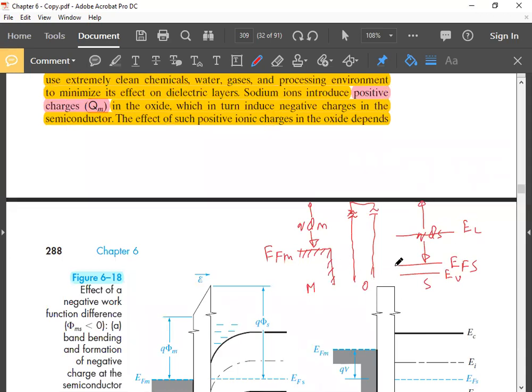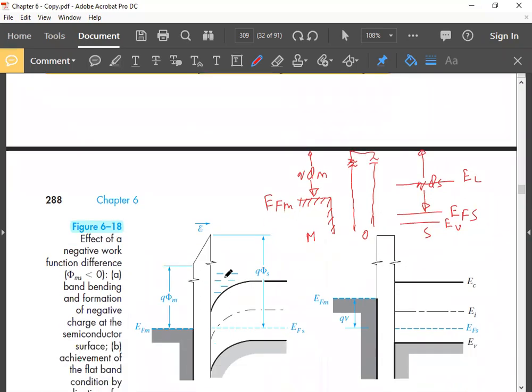So when you join these three structures, EFS and EFM will align. When they align, that means these energies have to go up. So there will be a tilt in the oxide conduction band like this, and you will get this type of scenario, this figure.